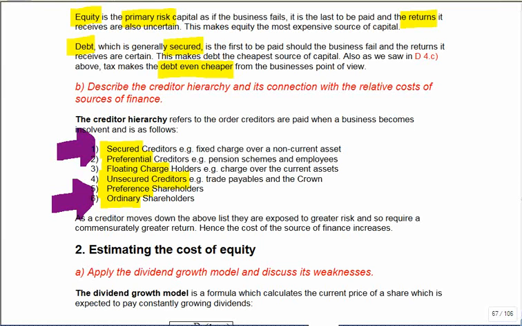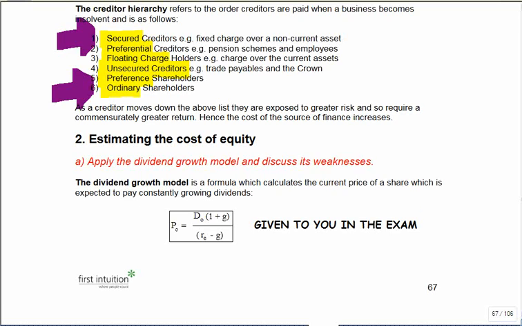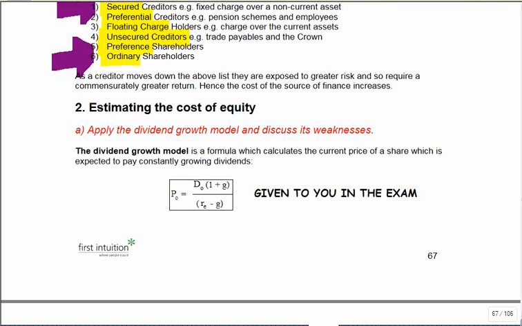Now, what we're going to do is have a look and see how we work out the cost of equity. So section 2 introduces us to working out the cost of equity. And the first approach we're going to use is by looking at the dividend growth model and use that to work out the cost of equity.